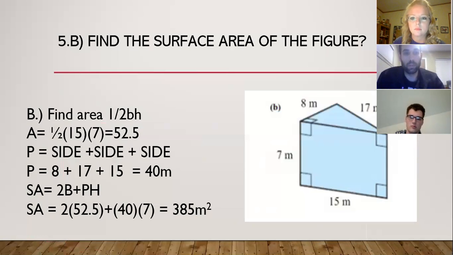which equals 52.5 meters. And then you do the perimeter, which is side plus side plus side, which equals 40 meters. Then you plug everything into the surface area equation, which is 2 times 52.5 meters plus 40 meters times 7 meters, which equals 385 meters squared. Great job, thank you.